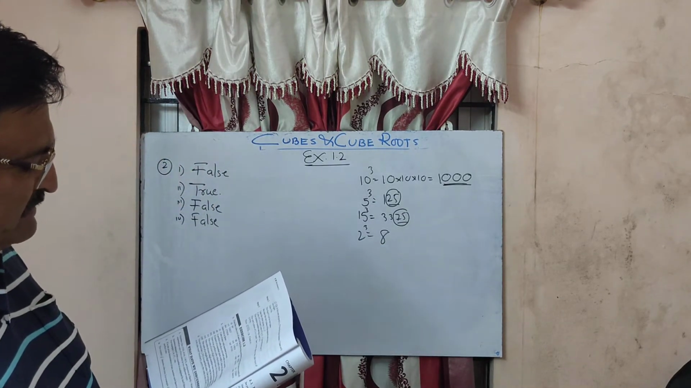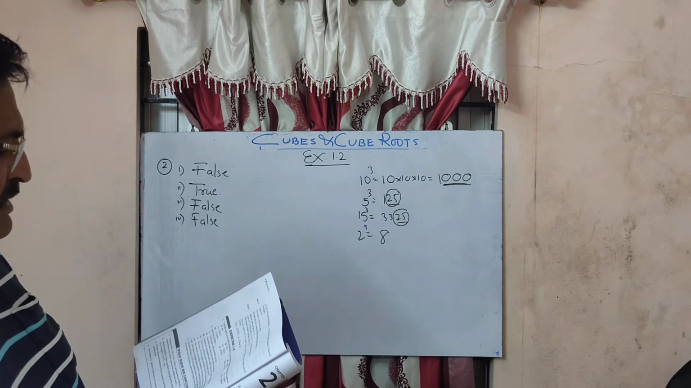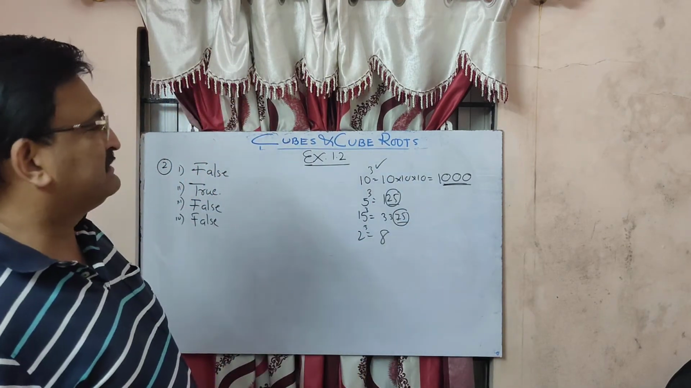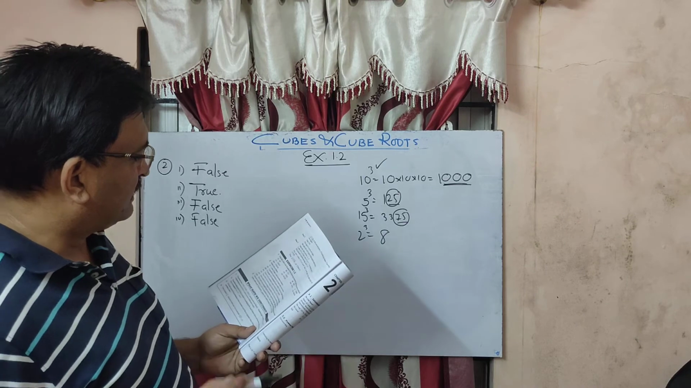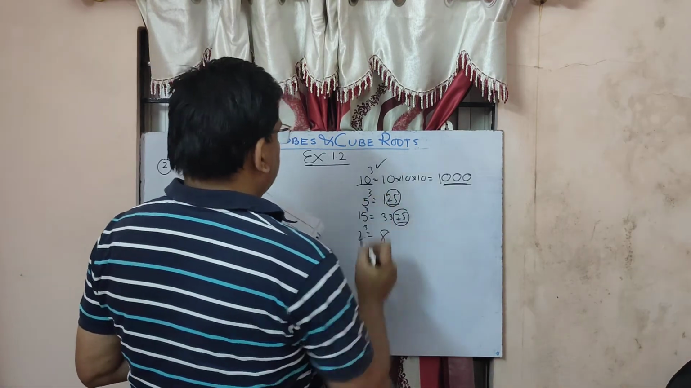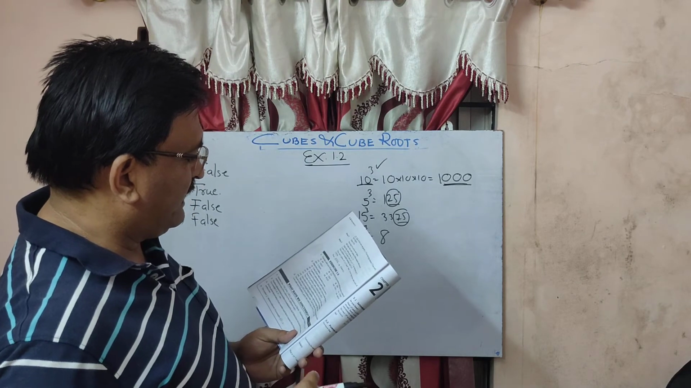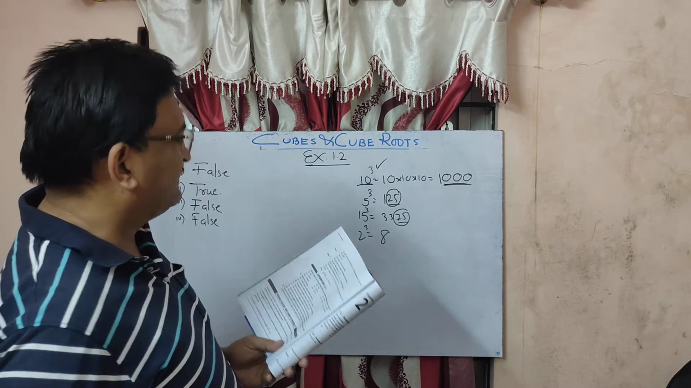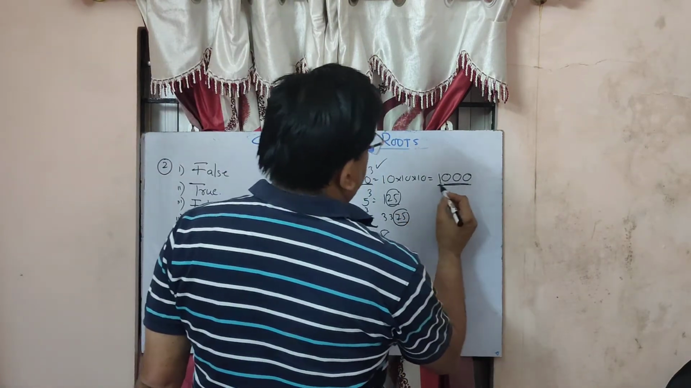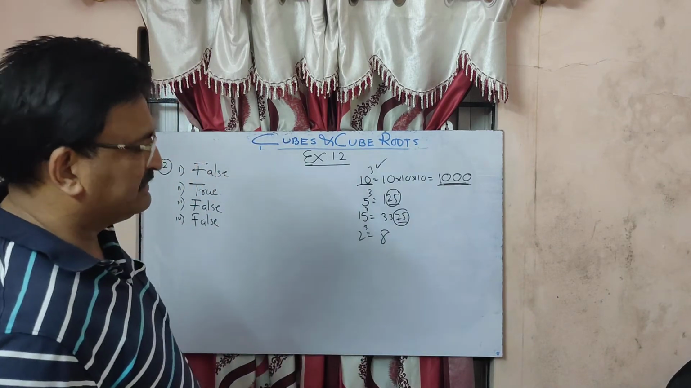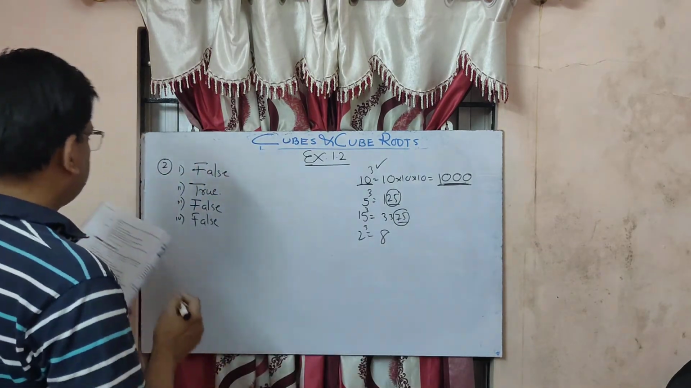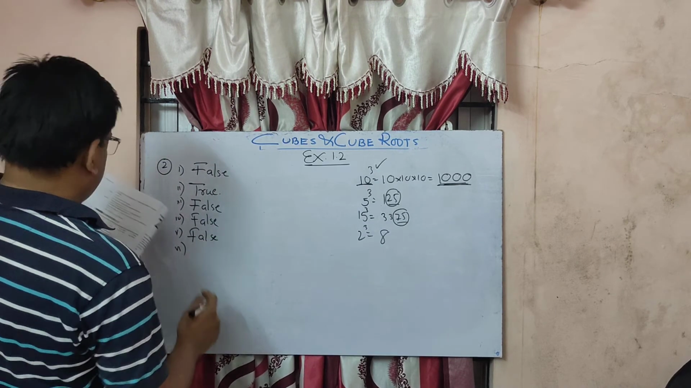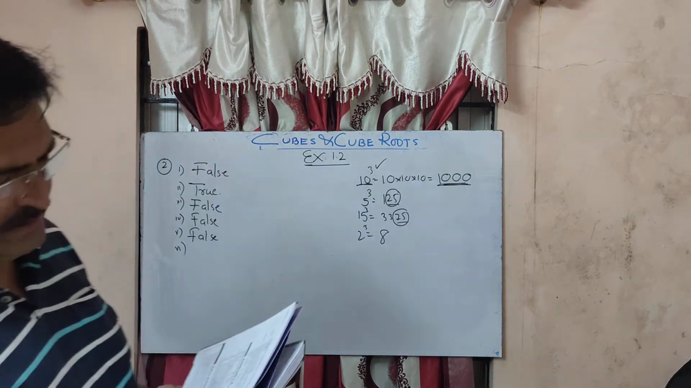The cube of a 2-digit number may be a 3-digit number. For example, the smallest cube of a 2-digit number is 10 cubed. Now it is a minimum of a 4-digit number. It should be minimum 4-digit, but they are telling you 3-digit. So the given statement is false.